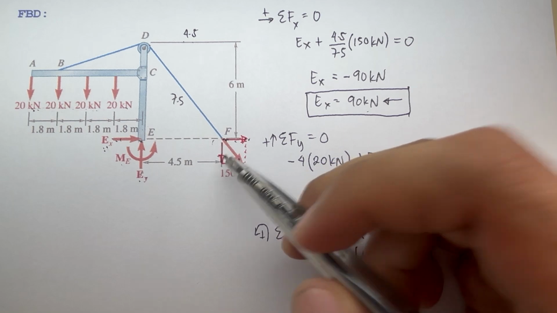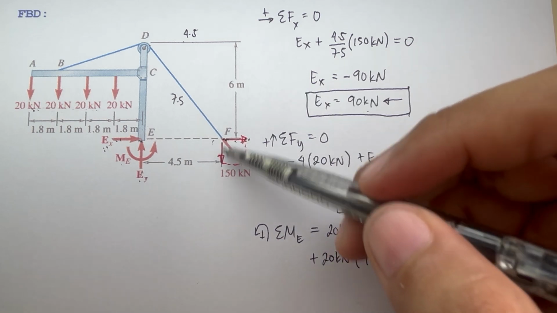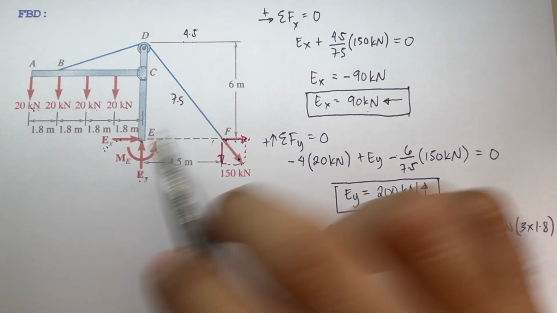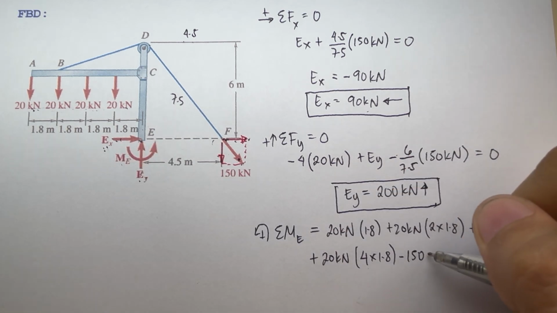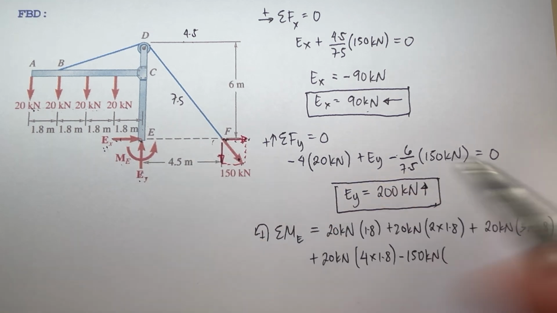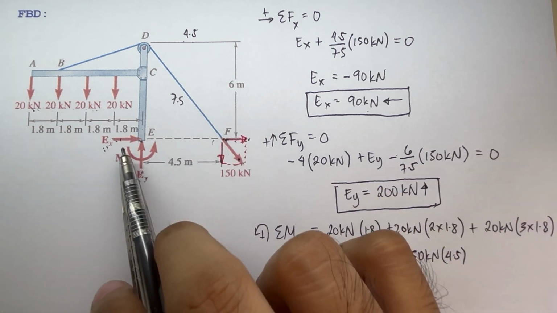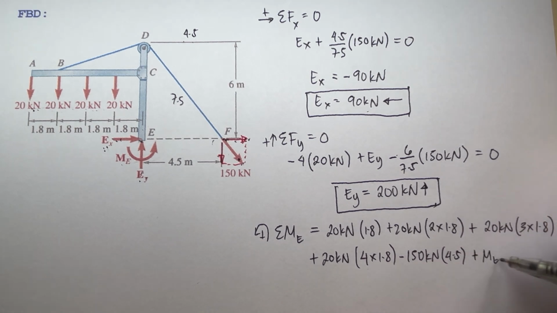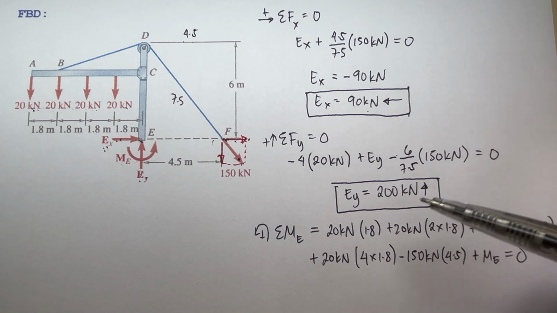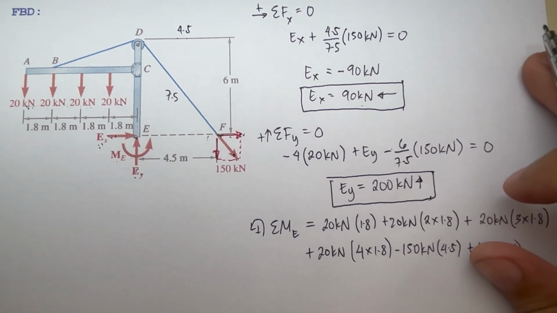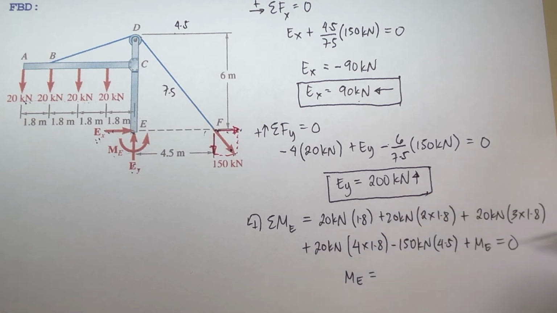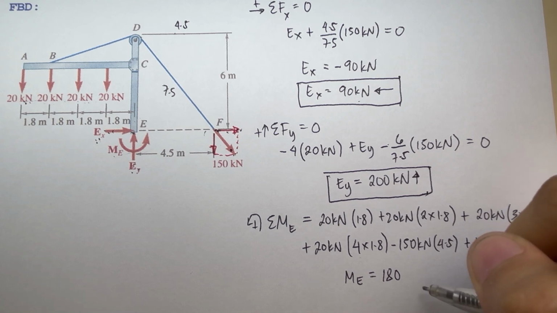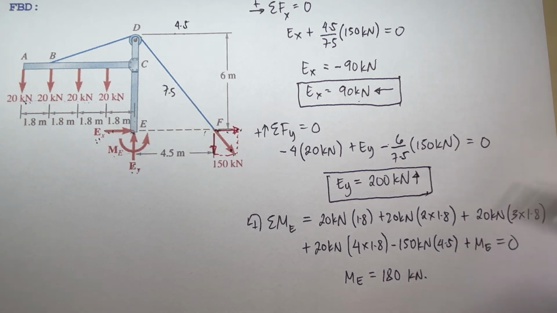And then we have also the vertical component of 150, which is negative 150 kilonewtons multiplied by its moment arm, which is 4.5. And then lastly, our moment ME, counterclockwise, meaning it's positive, so ME is equal to 0. Solving this expression in our calculator, we have ME equal to 180 kilonewton-meters. Since it's positive, our assumption that it's counterclockwise is correct.